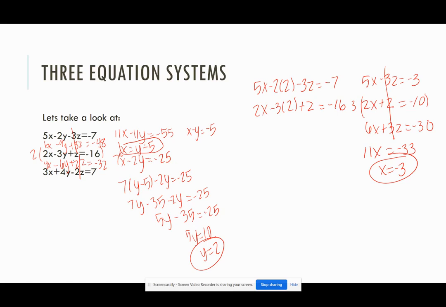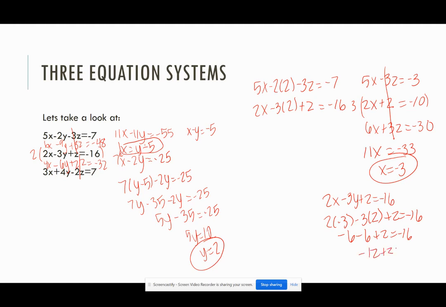So I'm going to use my second equation just because I feel like that's simpler with my z. So we have 2 times x, I'll rewrite it, minus 3y plus z equals negative 16. Our x is negative 3, so 2 times negative 3 minus 3 times 2 plus z equals negative 16. So negative 6 minus 6 plus z equals negative 16.